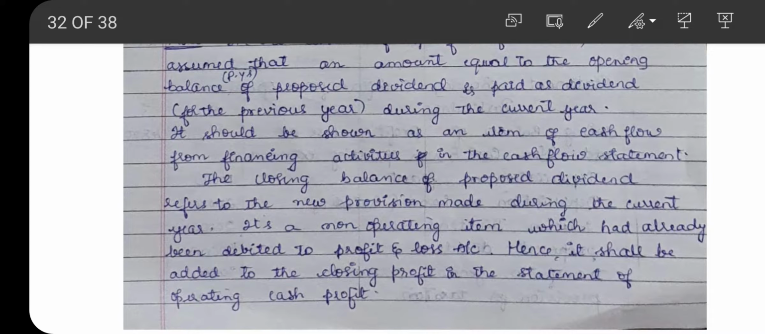It should be shown as an item of cash flow from financing activities in the cash flow statement. So however much is paid, that is cash flow from financing activity. The closing balance of proposed dividend refers to the new provision. The opening balance means it is dividend paid, and the closing balance refers to the new provision made during the current year.